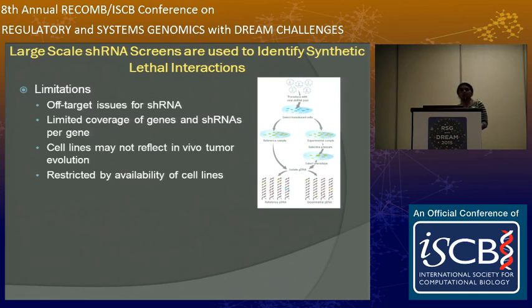And then there's the issue of the fact that you're using cell lines for many of these studies. And so cell lines may not often reflect in vivo tumor evolution. And a lot of issues have come with the fact that when you have shRNA screens done with one cell line, and you move to another cell line, you cannot recapture the same results. And there are also other issues, such as that they're restricted by the availability of cell lines, especially with some of the newer mutations that are coming up.